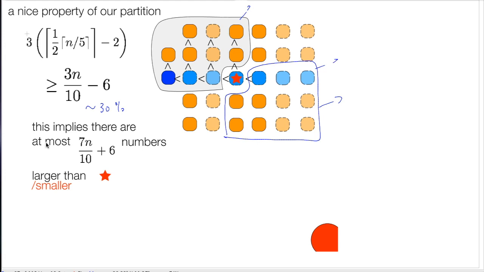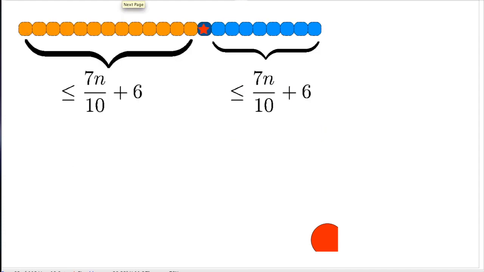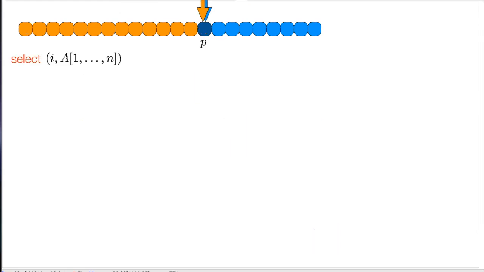In particular, the fact that we need is that of roughly 7n over 10 elements, there can be at most this many that are larger or this many that are smaller. So that's a picture, right? This is the result of partition. Partition gave us p, and we know that this side right here is less than 70%, and this blue side is less than 70%. Let's go ahead and finish this algorithm by doing the full analysis.